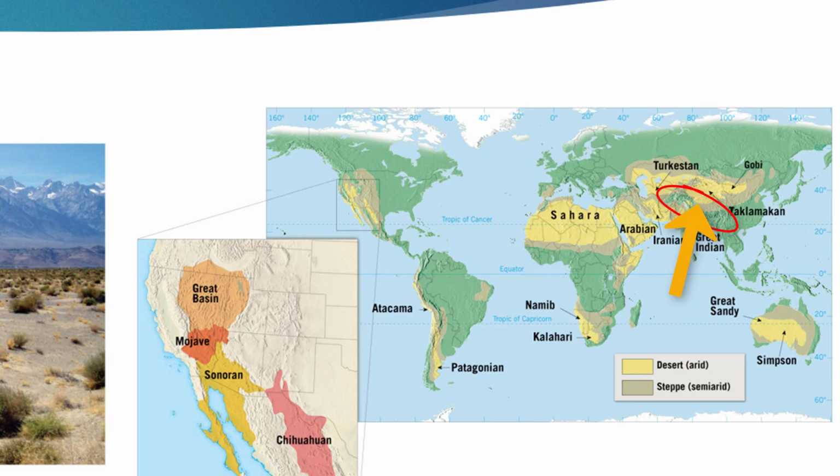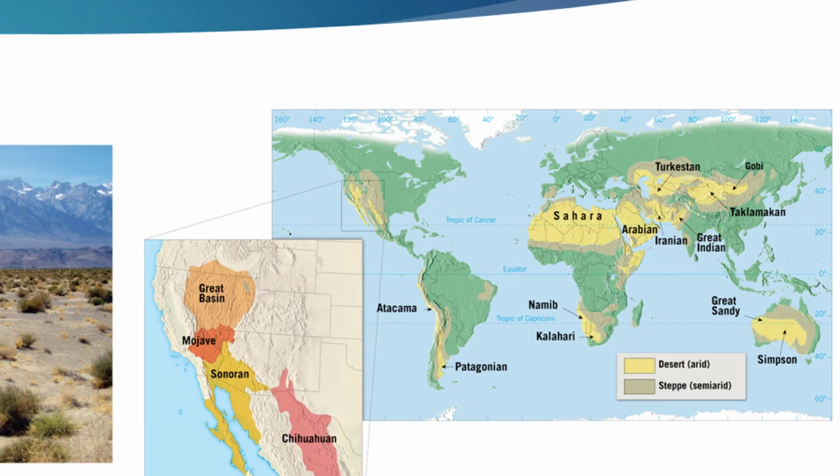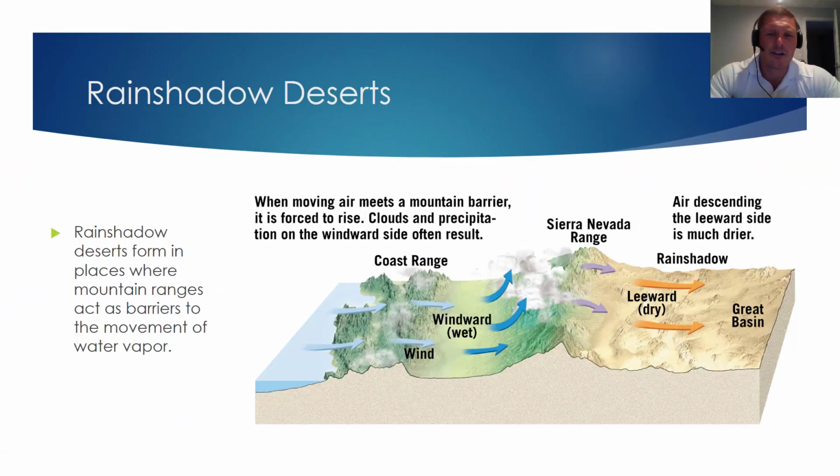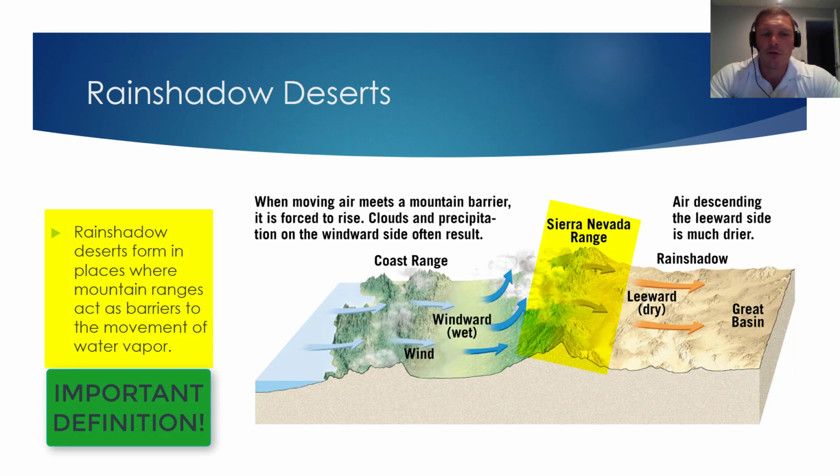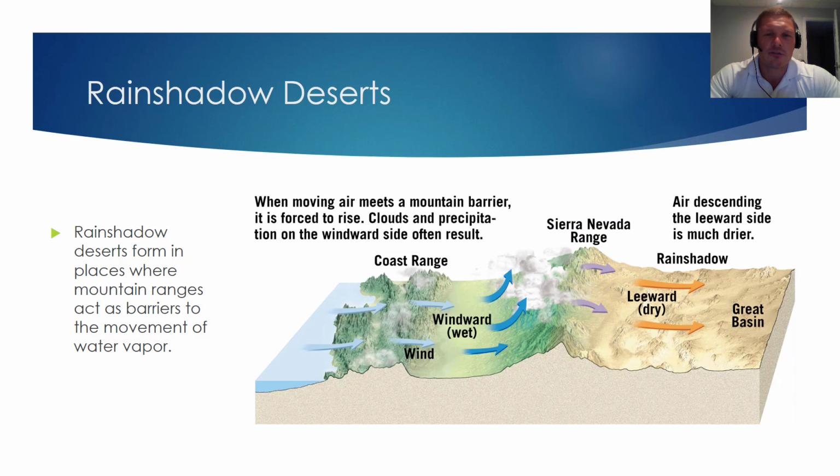And at this point, I'd like to turn my attention to what we call rainshadow deserts. So what is a rainshadow desert? By definition, rainshadow deserts will form in places where mountain ranges act as barriers to the movement of water vapor. My previous discussion focused on Central Asia, but let's return to the United States for this particular example.